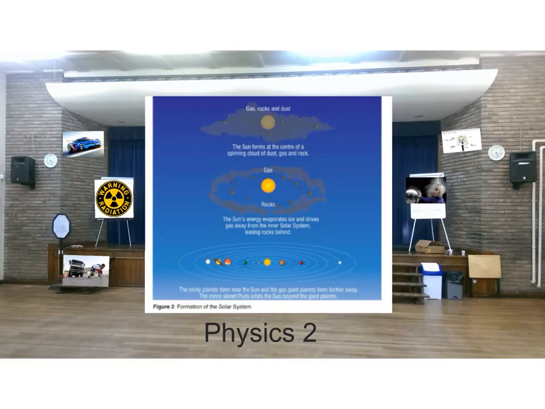Elements as heavy as iron are formed inside stars as a result of nuclear fusion. Elements heavier than iron are formed in supernovas as well as light elements. The Sun and the rest of the solar system were formed from the debris of a supernova.